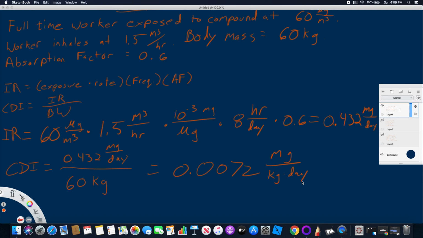And so you could use these numbers. Obviously, you could be asked to calculate this. You could be asked to compare this to a NOEL. You could be asked to determine whether an exposure rate is safe, or any number of questions. But basically, it's all going to stem from these types of calculations. So hopefully that was helpful.